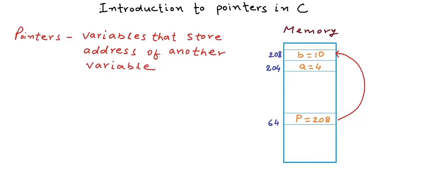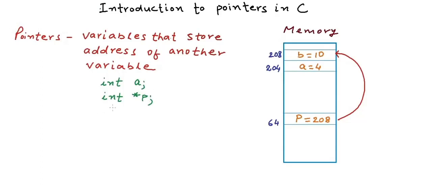Let us now see the syntax of pointer variables in C. A normal variable is declared by writing the data type and the variable name. So int a means that we have a variable a of type int. If we want to write a pointer variable that should point to another variable, all we do is we put an asterisk sign before the variable. So p is now a pointer variable that points to an integer. So p is a variable that can store the address of an integer.